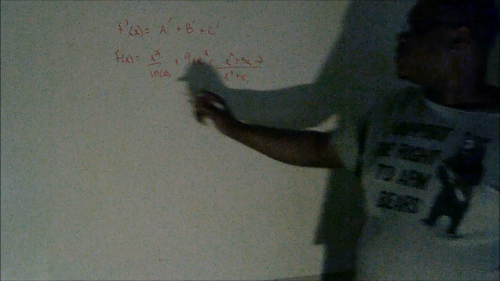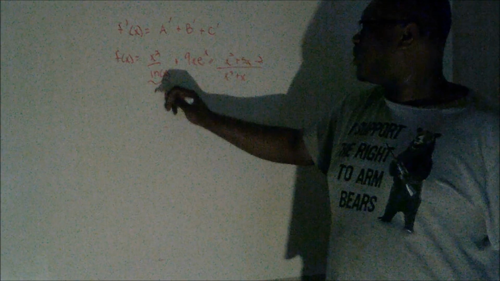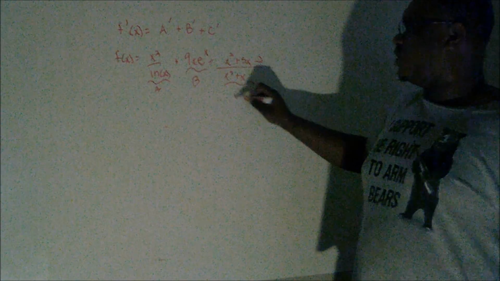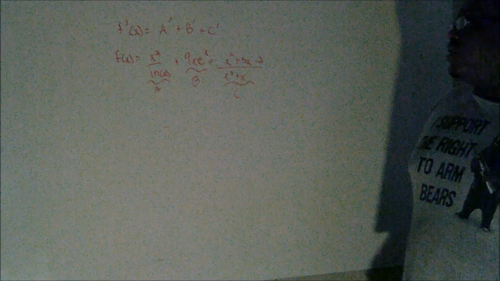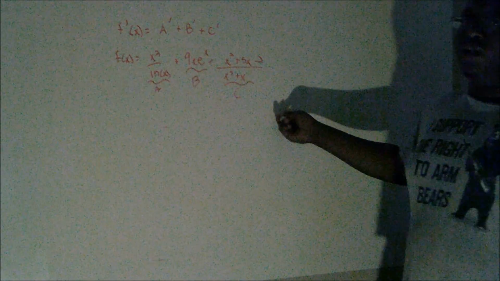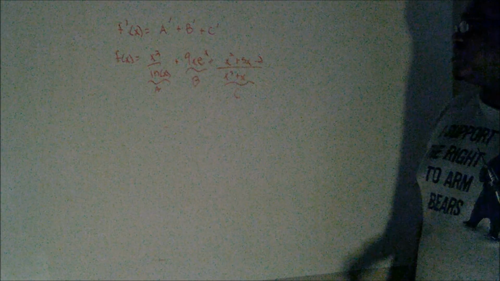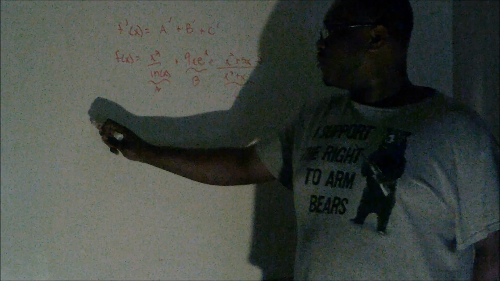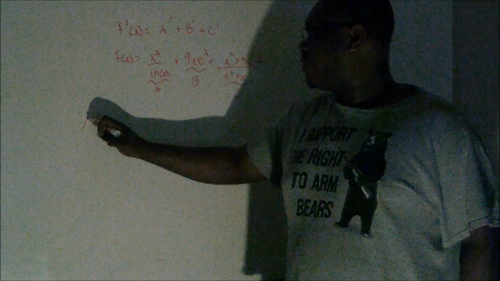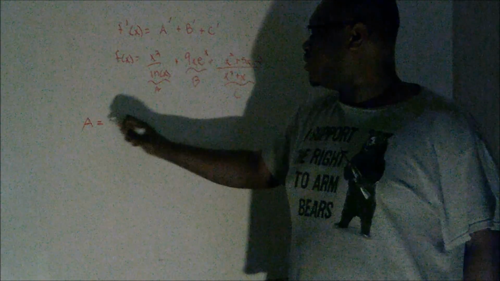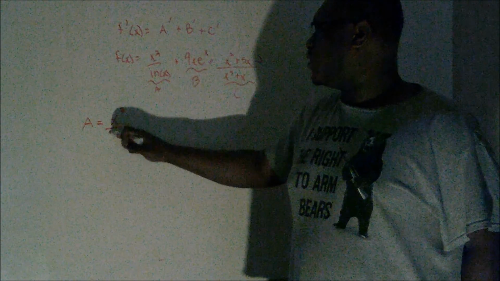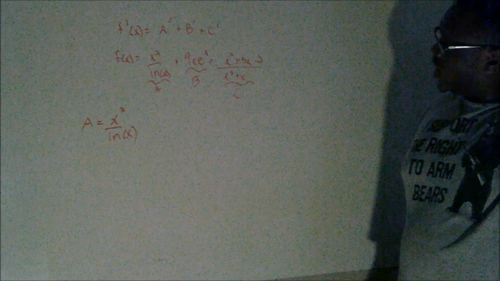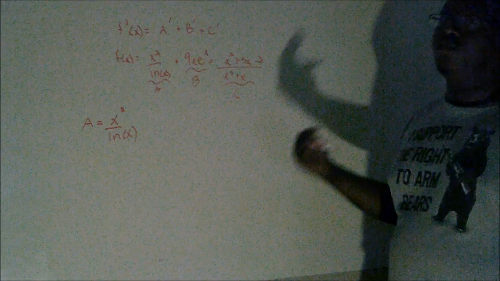And just in case you guys forget, remember that this term we called A, this term we called B, and this term we called C. So now, if we can just find the derivative of each one of these separately, we have our answer. So this makes the job a little bit easier now. So let's go ahead and start with A. So we know that A is equal to x squared over the natural log of x. And we know that this is a function divided by a function, so we have to use our quotient rule.